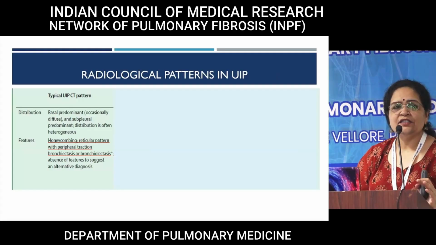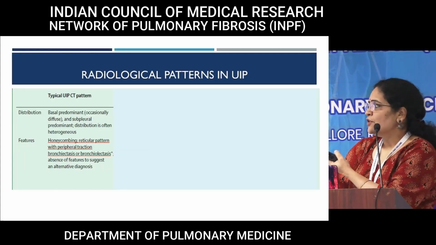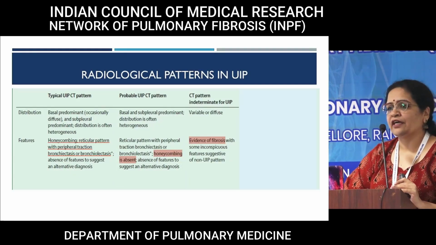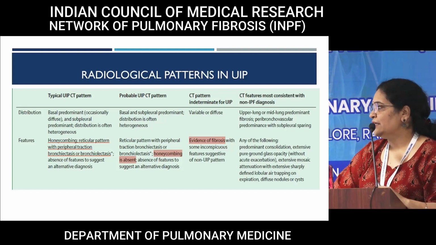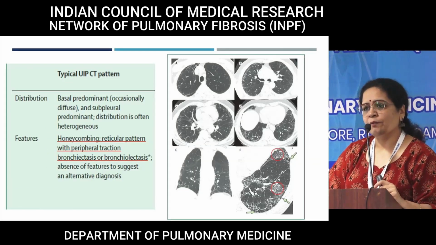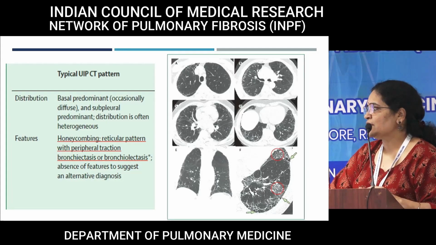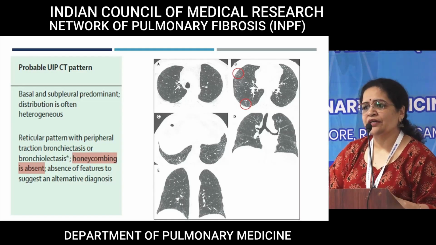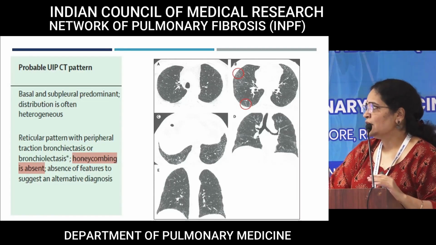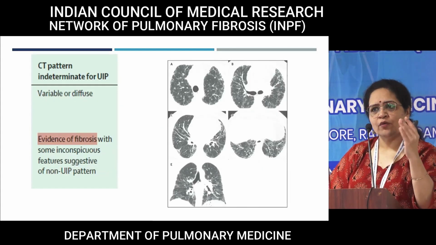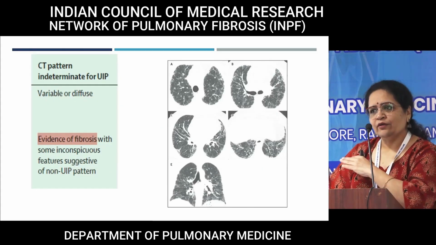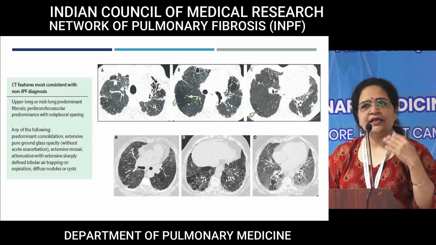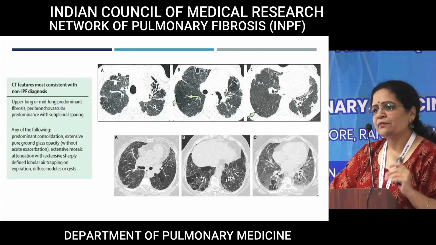So the radiological patterns were again covered. So typical pattern, probable pattern, indeterminate pattern, and alternative diagnosis. So I'll quickly run through these slides. The typical pattern is honeycombing with traction bronchiectasis and bronchiolectasis. The probable pattern is no honeycombing with traction bronchiectasis, bronchiolectasis, and fibrosis. Indeterminate is only fibrosis, so one by one things start disappearing. You get only this much, and alternative diagnosis is everything else. So again, this I cannot teach you in a class, it comes with practice.